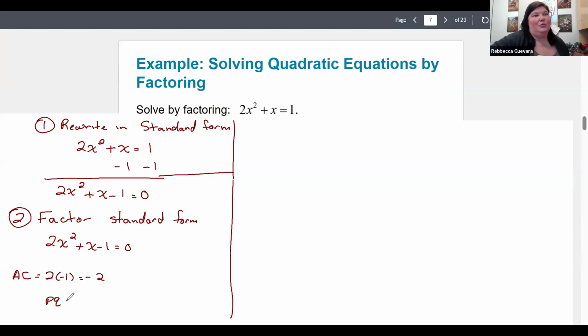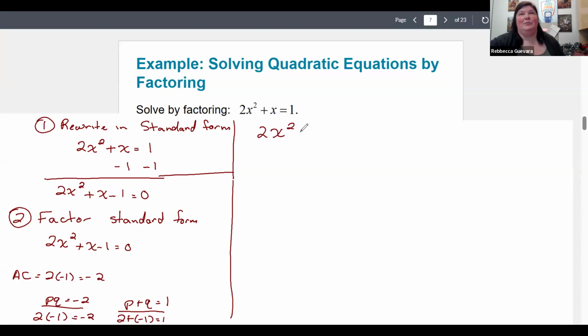So if you remember, I need two numbers, P and Q, whose product is -2, but when I add them together, I get that middle term. We just have x there, so it has a coefficient of 1. Very easily we'd see that 2 times -1 gives me -2, and if I add them together, I end up with 1. So those are my two factors. Remember, we split that middle term with them. So we have 2x squared, and now my x is going to be 2x minus x, minus 1.